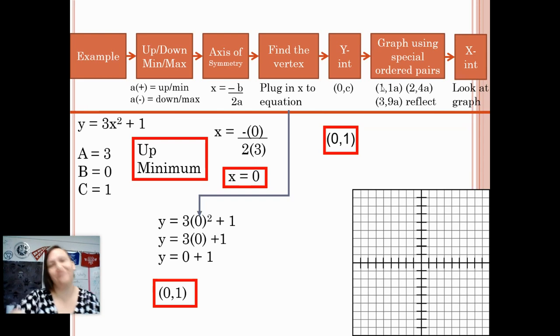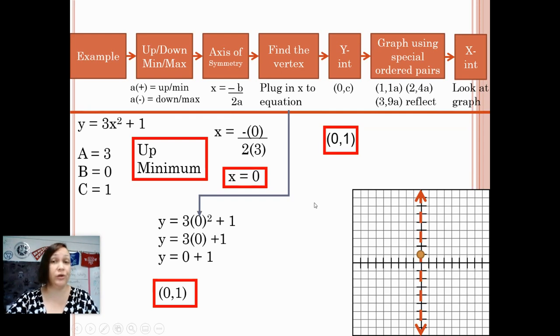All right, let's graph. So x equals 0 is a vertical line on the 0, which is the origin. So it's a vertical line going straight through the y-axis. And my vertex, again, is on the y-axis. It's my y-intercept at 0, 1.